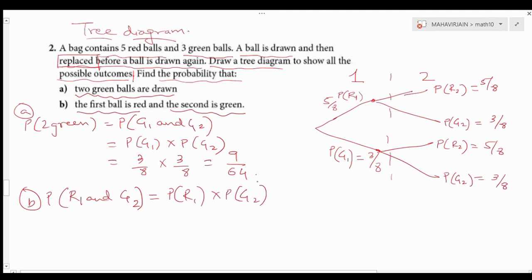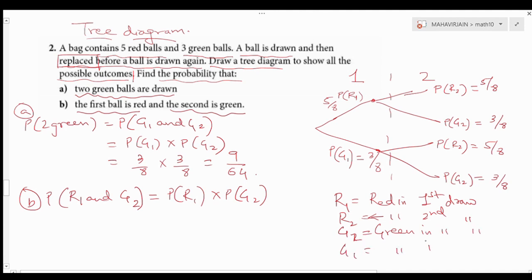Do you understand this? You need to define this R1, R2, G1, G2 since you have written it for your reference. There is no standard thing. R1 means red in first draw. Similarly, R2 means red in second draw. And similarly, G1 means green in first draw. Or I can just say G2 to start with. G2 means green in second draw, and G1 means green in first draw. I hope that is understood, right?